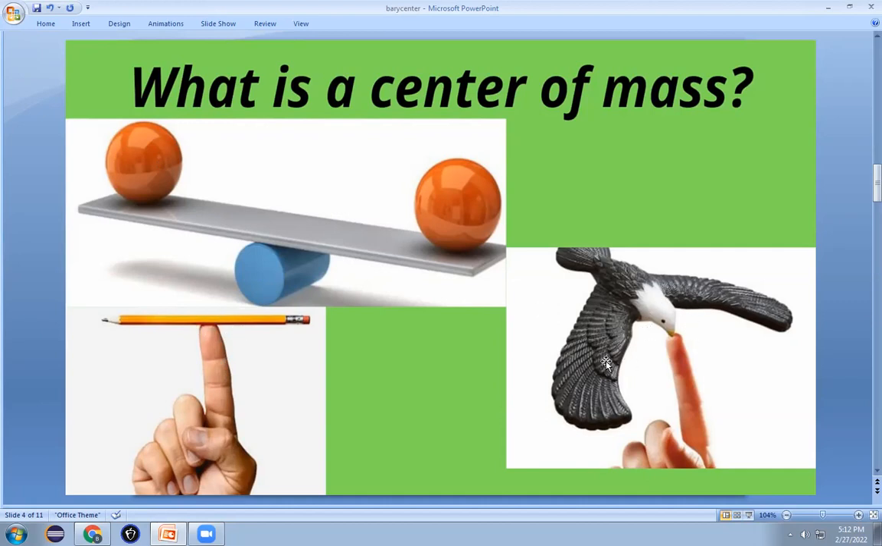Here you can see an eagle. This is a toy. The beak, which this person is showing, is the center of mass of this entire object. Akka, what is meant by mass? Mass means the amount of material contained in that object. How much material is there in that object, and the balancing point at which the entire material is concentrated, that balancing point is called center of mass.